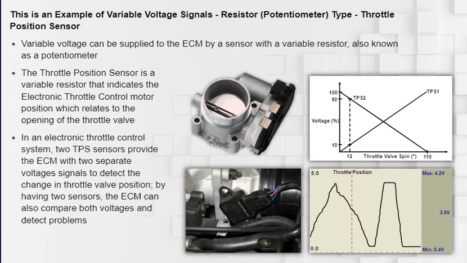In an electronic throttle control system, two TPS sensors provide the ECM with two separate voltage signals to detect the change in throttle valve position. By having two sensors, the ECM can also compare both voltages and detect problems.